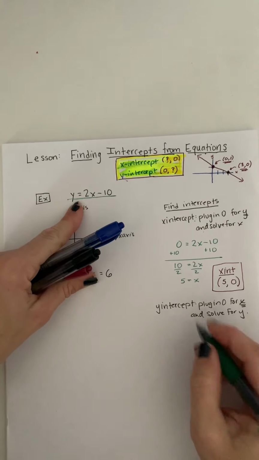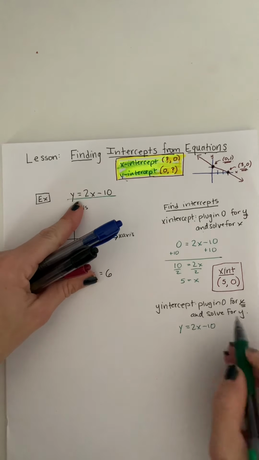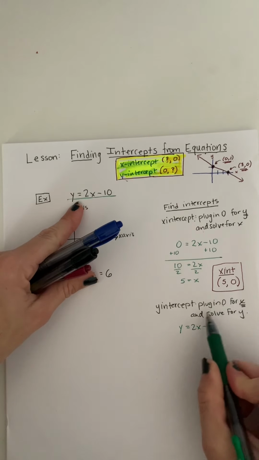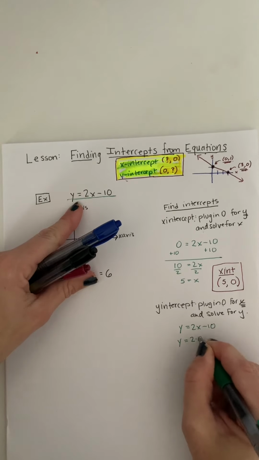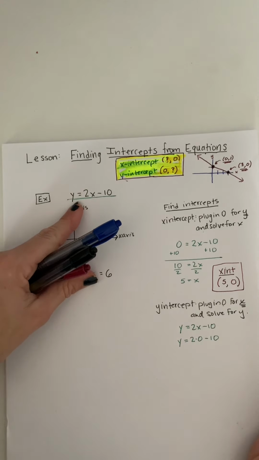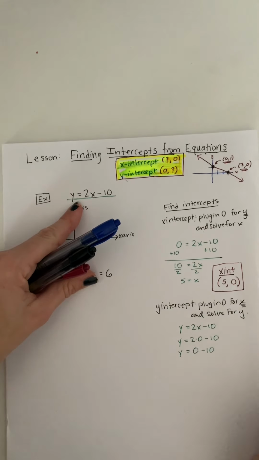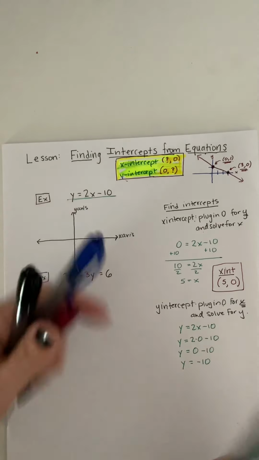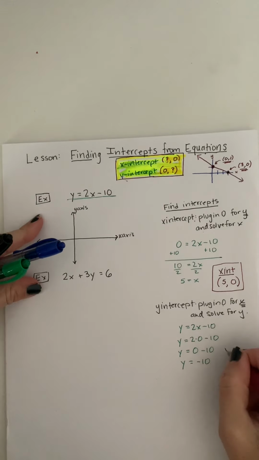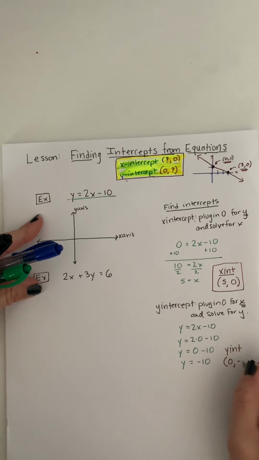So let's go back to the equation again. Now instead of y equals 2x minus 10, I'm going to plug in 0 for x and solve for y. So y equals 2 times 0 minus 10. This is a lot easier to solve. So y equals negative 10. Okay, there's the y-intercept. So the y-intercept always has 0 come first. 0 is the x, and the y is negative 10.